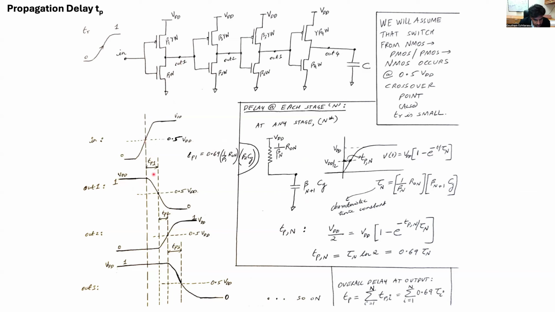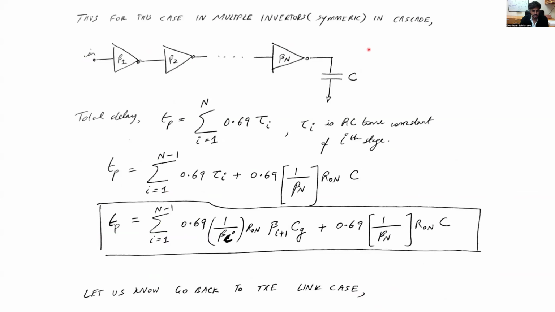So if we do that, the overall propagation delay for this cascaded set of inverters is just going to be the sum of the propagation delays of each stage. The propagation delay of the first stage, for example, is natural logarithm of 2, which is 0.69, times the on resistance of the PMOS or the NMOS of that particular stage, which is 1 over beta 1 times R on, times the input gate capacitance of the next stage, which in this case is beta 2 times CG. And thus the overall delay at the output is the sum of the individual propagation delays of each one of these stages.